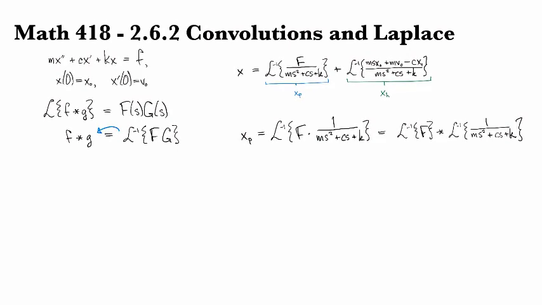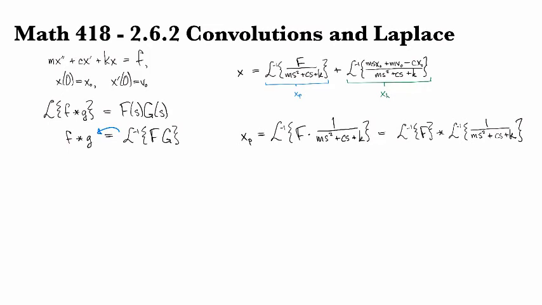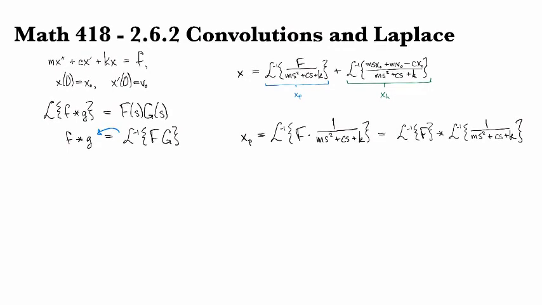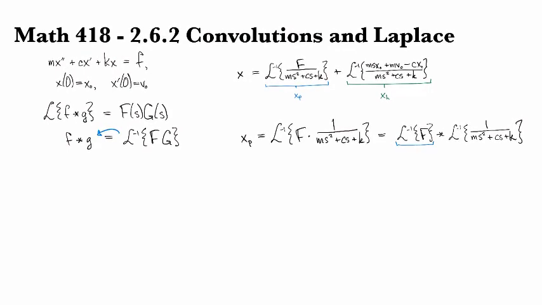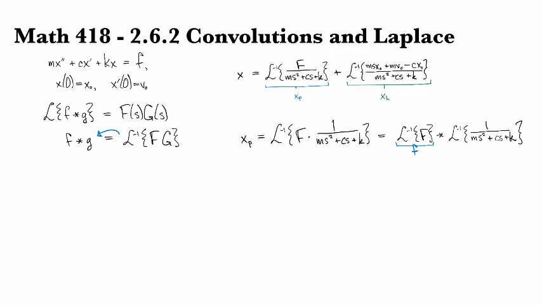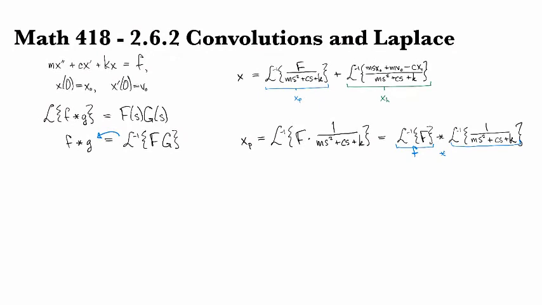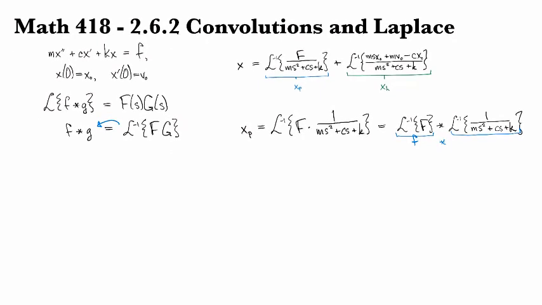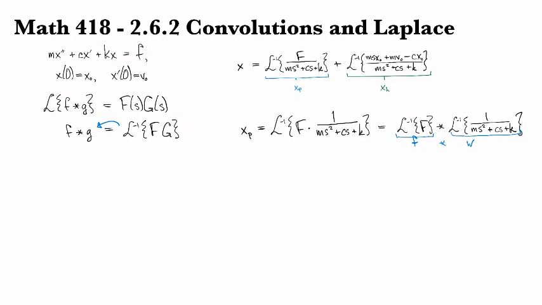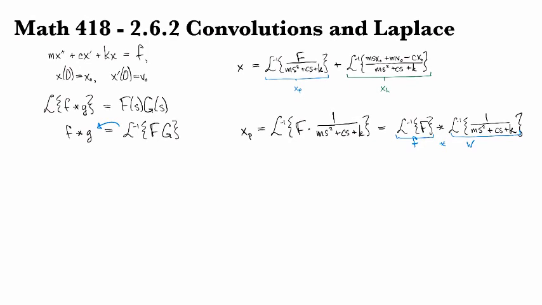So then this part right here, of course, is just f. So you're going to have f convolved with the inverse transform of this, which I'll just call w. So let's see then.